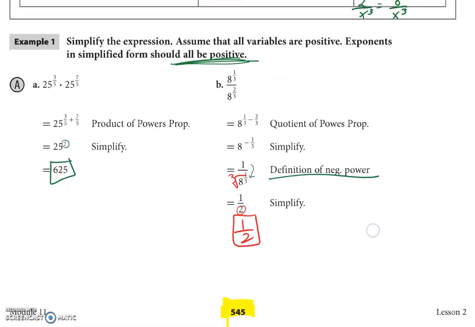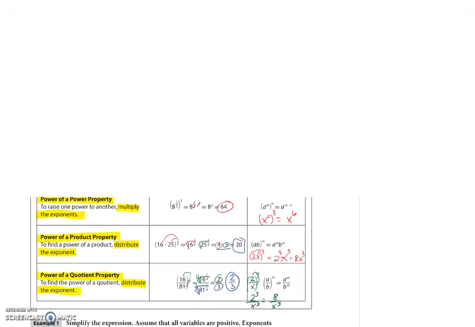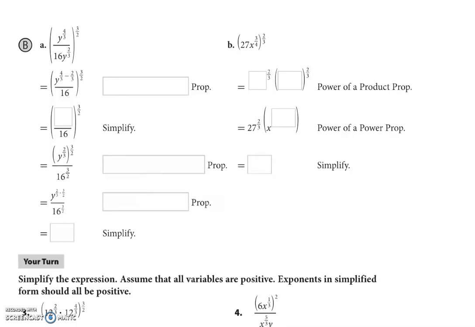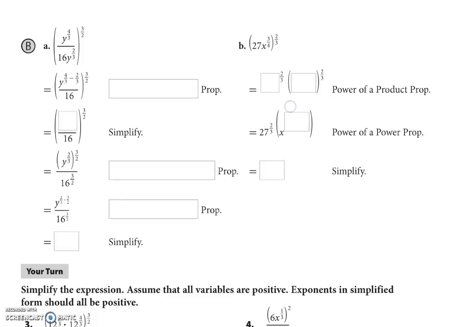Flipping the page to 546, we're going to continue part B of this example. So let's take a look here. The first thing that we want to do is we see that there's a y on top and there's a y on bottom. What can we do with those exponents? Well, that's the quotient rule. So I know that I can subtract those exponents.